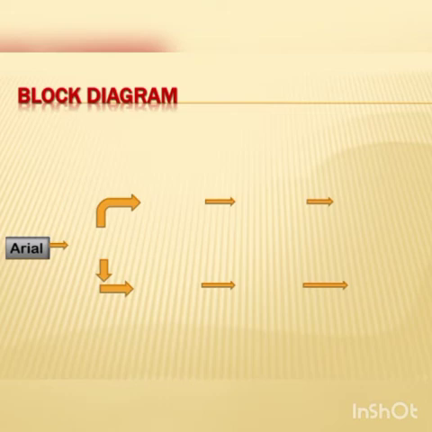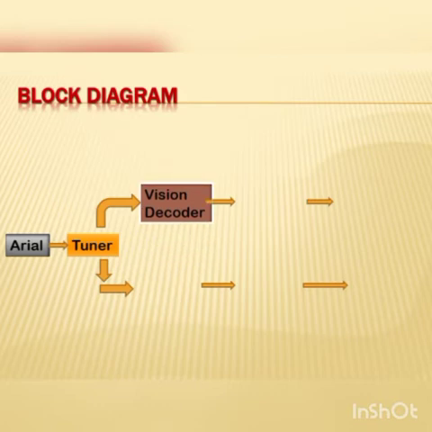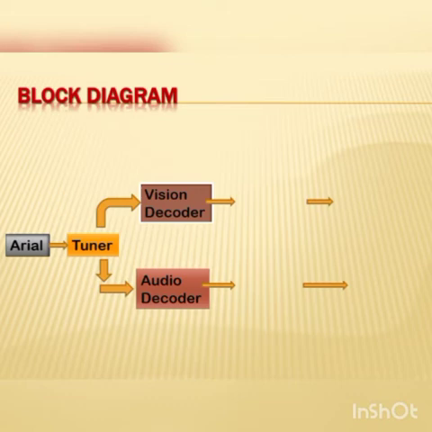Then these signals pass to the tuner. What is a tuner? The tuner can analyze or identify what type of signals these are, and then it sends the signals towards the vision decoder or the audio decoder, depending on the type of signals it detects. Now the vision decoder converts the binary information into the output. Also, the audio decoder converts the binary information into the output.